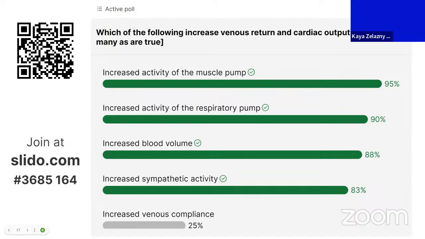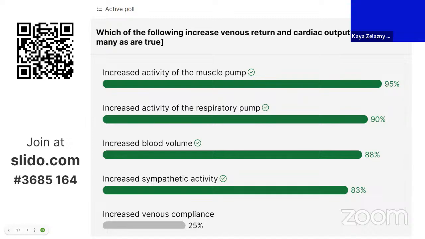So we can change the activity of either of our pumps. Those pumps work harder, we get more blood back towards the heart, right? Increased venous return, therefore increased cardiac output. So that's both these first two, the muscle pump and the respiratory pump.